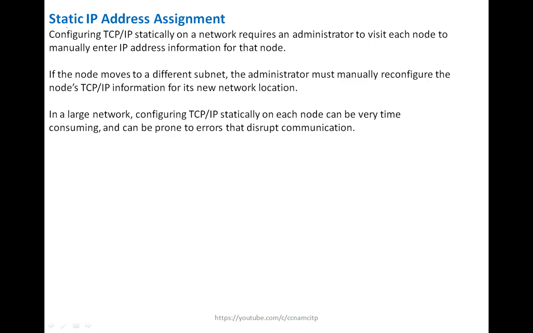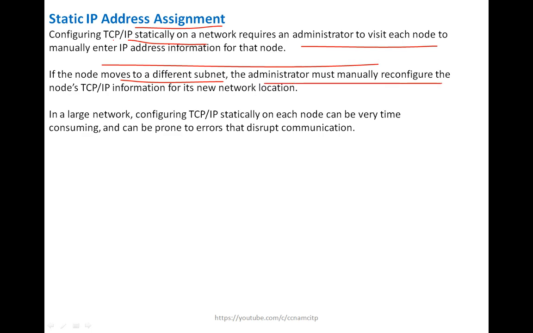Next one, guys, is static IP address assignment. Configuring TCP/IP statically on the network requires an administrator to visit each node and enter the information manually. That is what I just told you. If the node moves to a different subnet, again the administrator needs to manually make that change. In a larger network it is quite difficult. So in that condition, we can use DHCP.